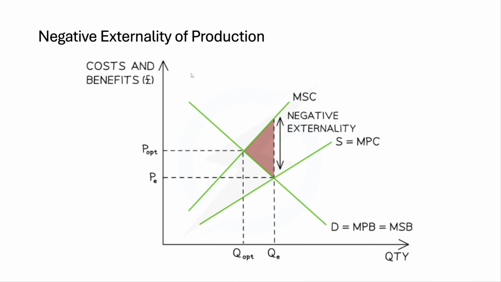And as we see, this is a negative externality of production, so the marginal social cost is higher than the marginal private cost. Therefore, there is a negative externality indicated by this arrow. Now, the government will want to intervene in order for QE to move to Q-opt. There are many ways in which they can do that, which we will go through later. So the key point to understand here is that when marginal social cost is higher than marginal private cost, that results in a negative externality. And the deadweight loss is this red triangle right here.